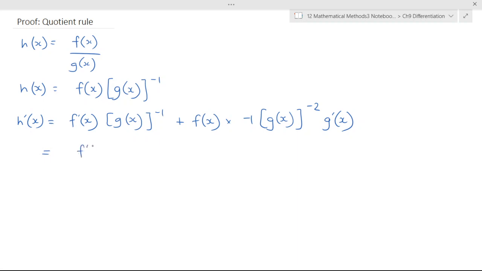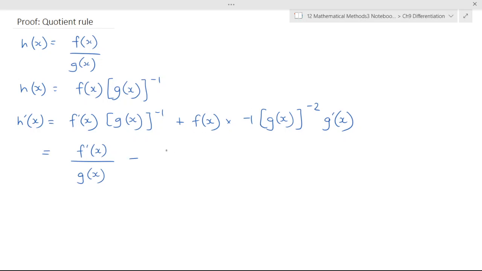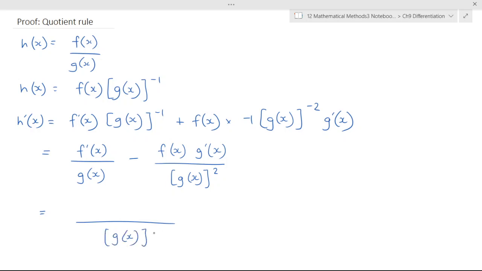This first term here is f dashed of x over g of x. Second term is negative. What's on the top? We've got f of x, g dash of x on the numerator. And then on the denominator, we have g of x squared. I'm going to put this over a common denominator. G of x squared works for us.